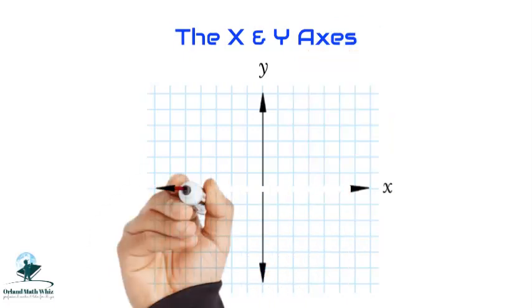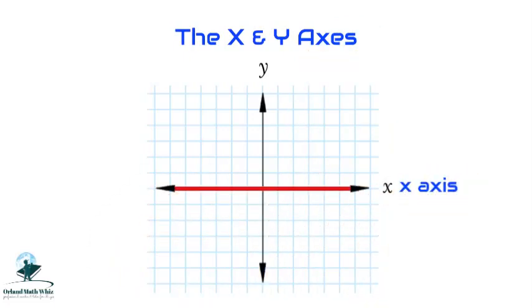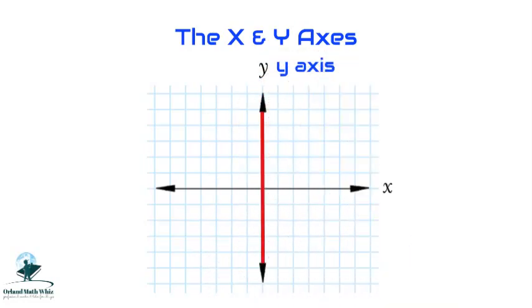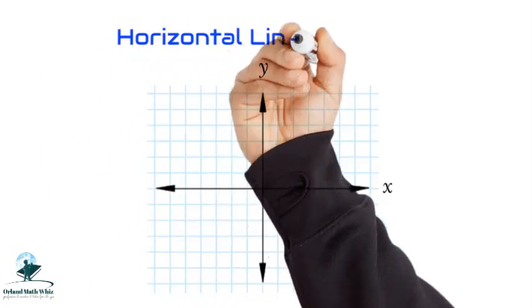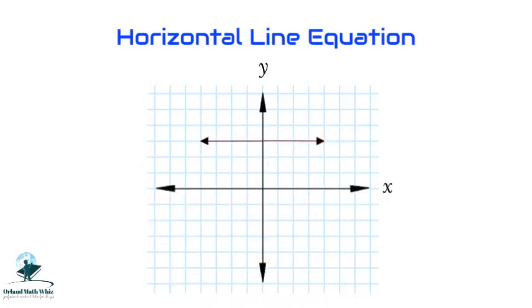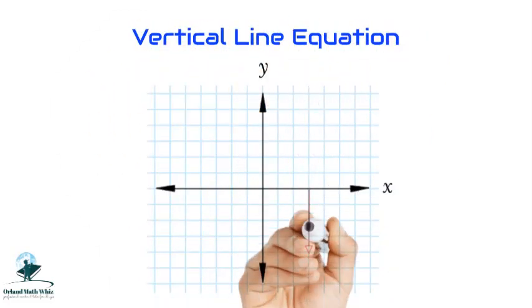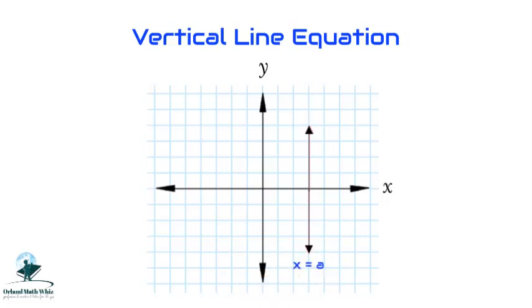The horizontal line crossing the origin is called the x-axis. The vertical line crossing the origin is called the y-axis. The equation of any horizontal line is in the form y equals b. The equation of any vertical line is in the form x equals a.